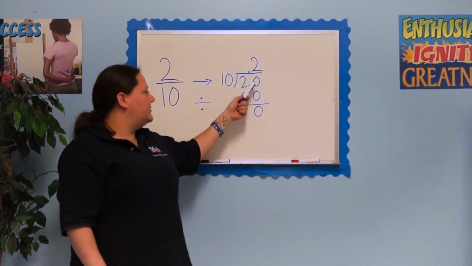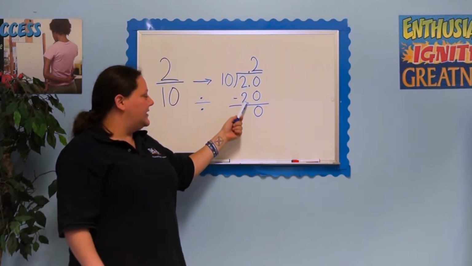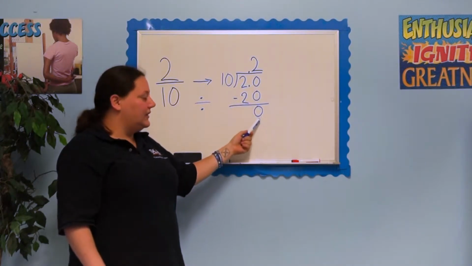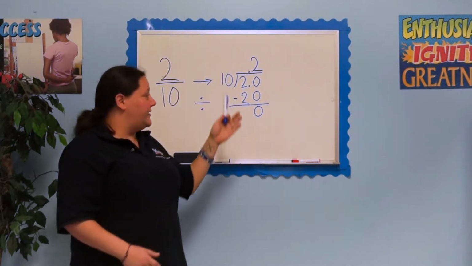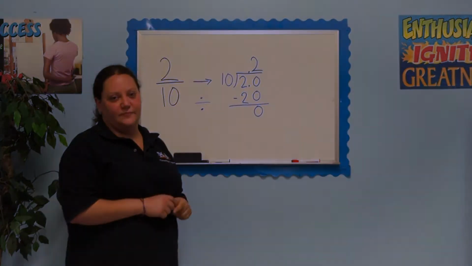Now I'm going to try to put 10 into 20. That goes 2 times, so I put 2 up in my quotient. 2 times 10 is 20, so I subtract that out, leaving me with 0. There's nothing else to bring down, so that's the end of the problem, and my answer would be 0.2.